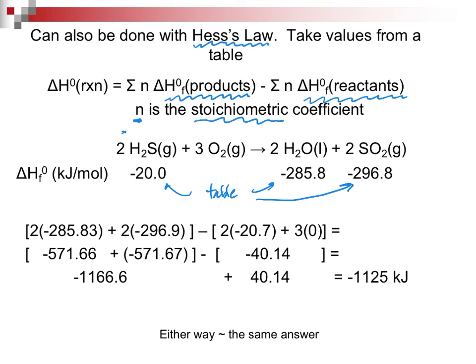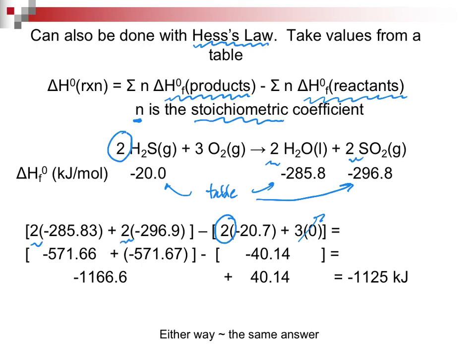So since there is a 2 by the H2S, I will have a 2. That's one of my reactants. My oxygen, of course, it is a 0 because it's the element in the standard state. I see a 0 in the table if I were to look. And then I have 2 waters. There's a 2 there. And I have 2 SO2s. There's a 2 there.